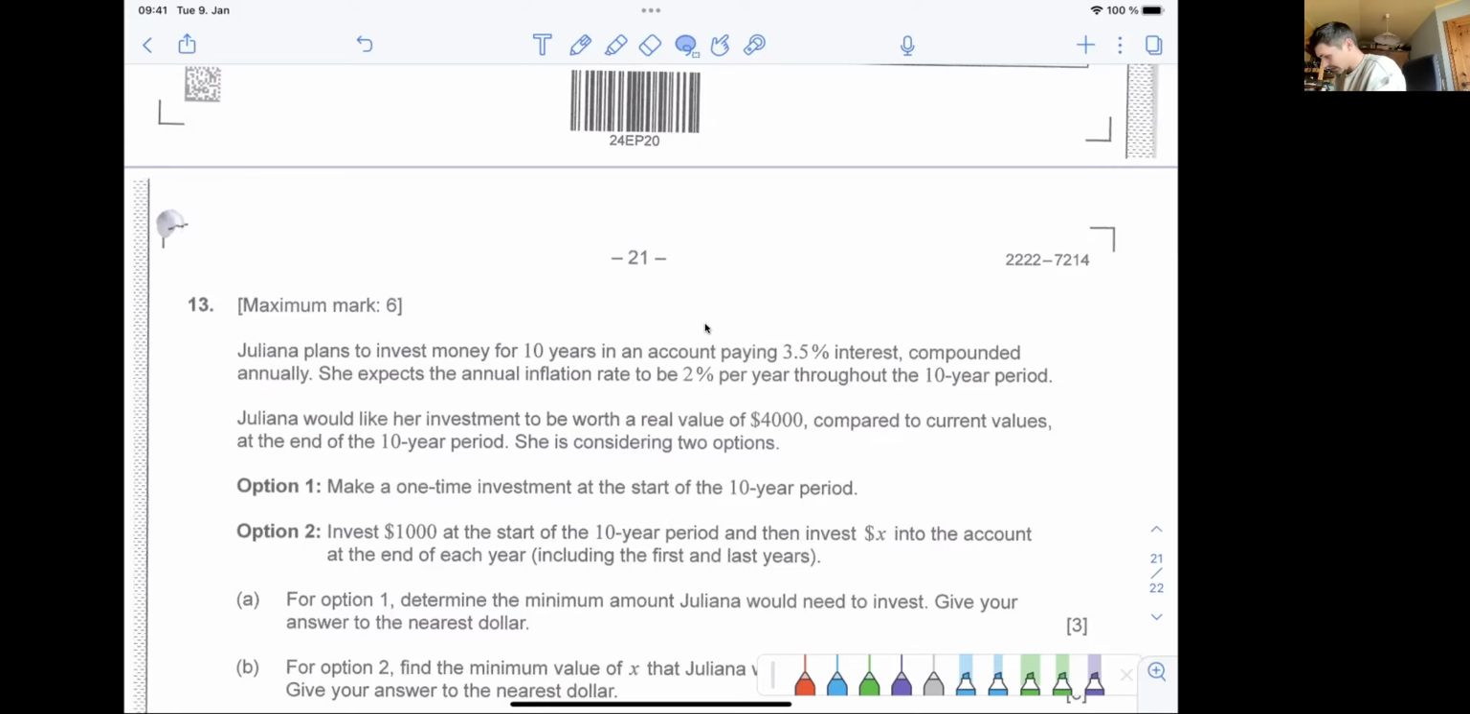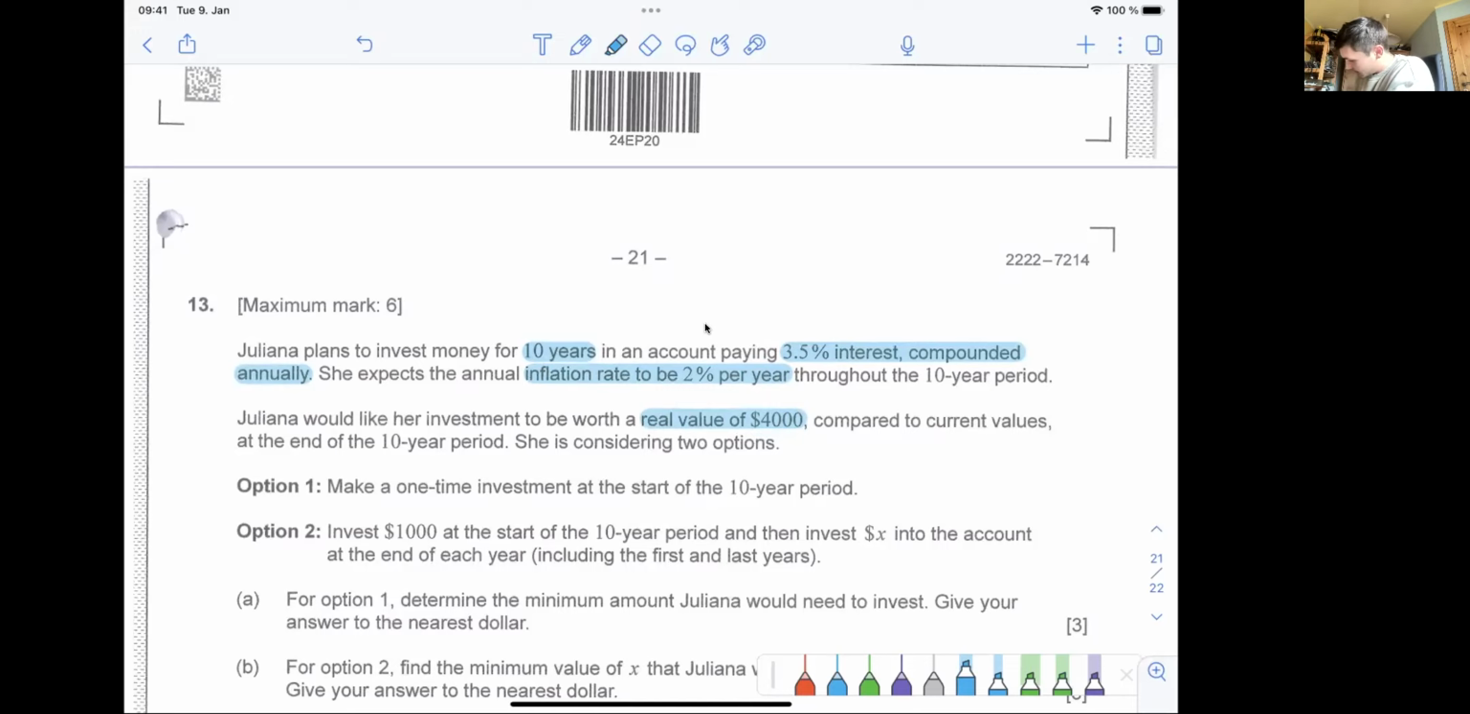Okay, so let's take in some important info. We've got 10 years as our time frame. We've got 3.5% compound interest compounded annually in the account, and an annual inflation rate of 2% throughout the 10-year period. A very important bit of info here is this idea of a real value of $4,000 compared to current values.